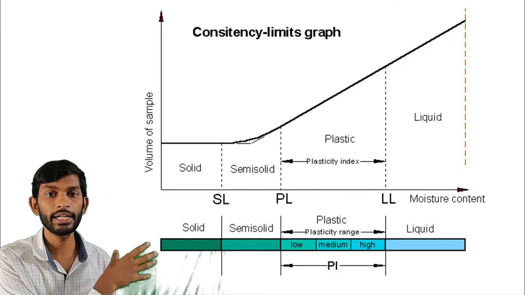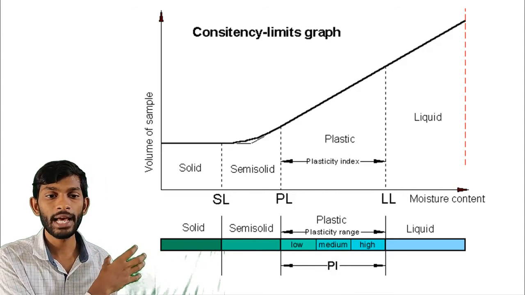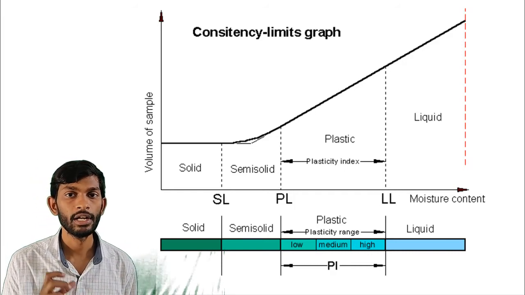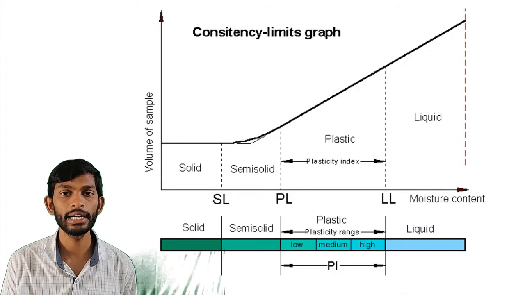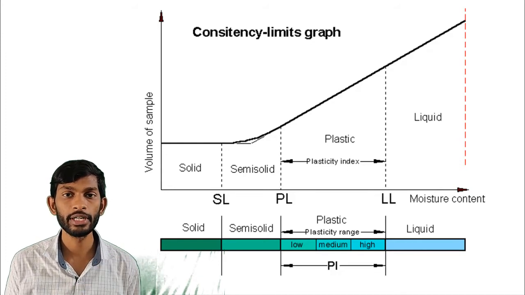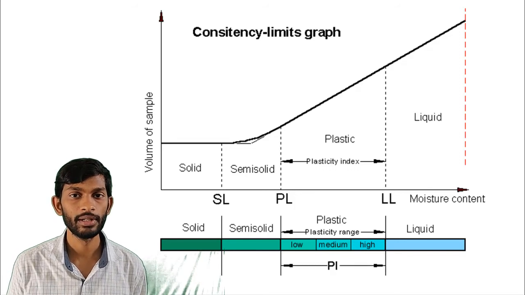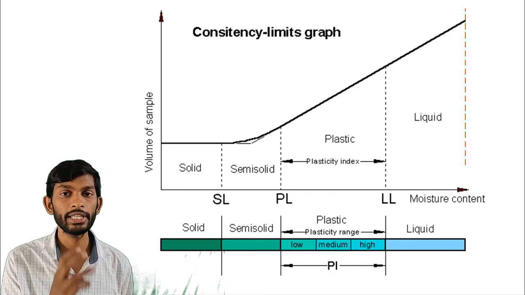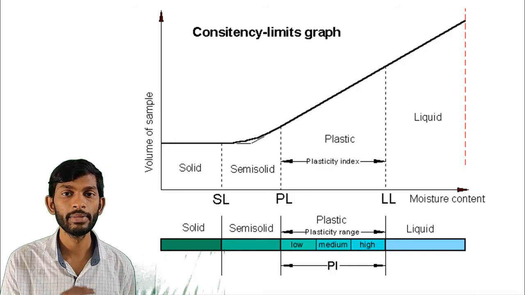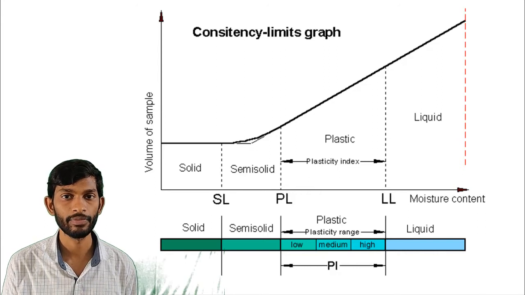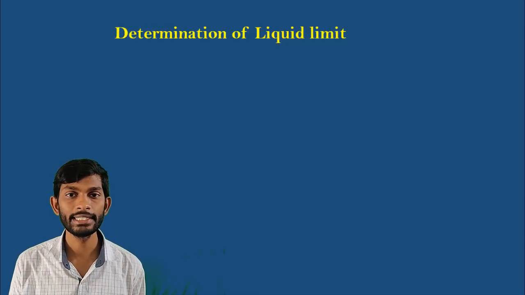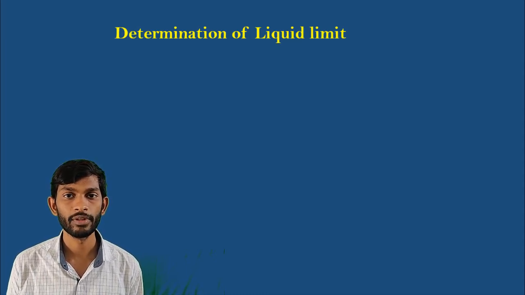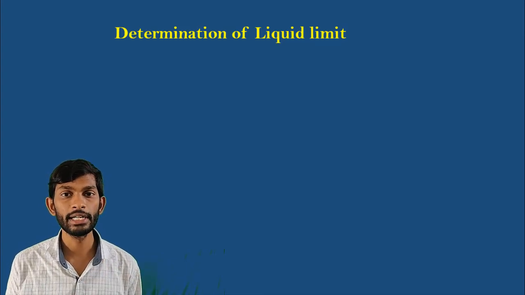Now you observe the different states here: liquid, plastic, semi-solid and solid. In plastic, you have three different types: low plasticity, medium plasticity and high plasticity. We'll talk about this when we discuss the different classifications of soil. So remember, under plastic state, we have three different ranges: high plasticity, medium plasticity and low plasticity. Okay, so how will you determine the liquid limit of a soil?